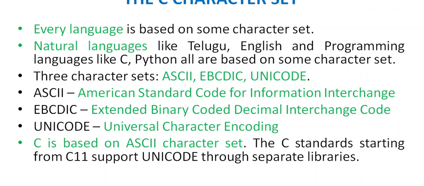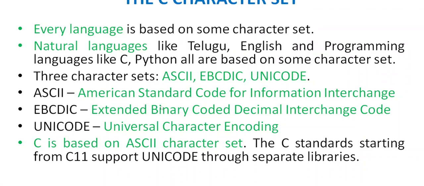Programming languages are based on three character sets: ASCII, EBCDIC, and Unicode. ASCII stands for American Standard Code for Information Interchange. EBCDIC stands for Extended Binary Coded Decimal Interchange Code. Unicode stands for Universal Character Encoding. Of these, all the languages use the ASCII character set. But recently the languages have changed, or at least try to include the Unicode character set also.